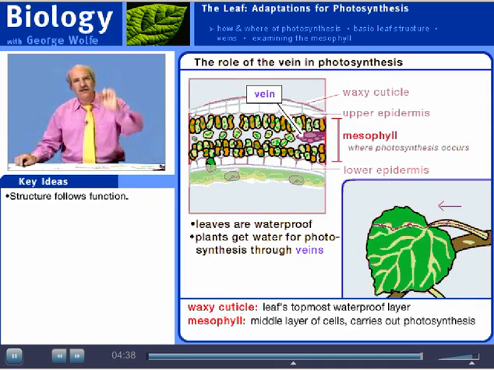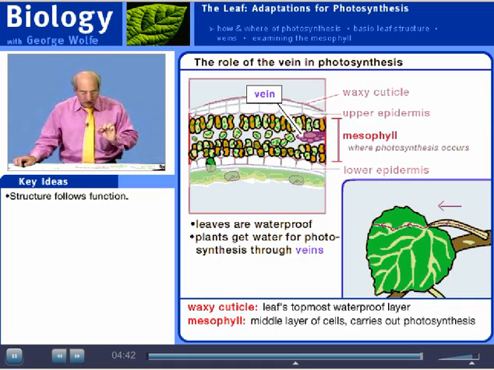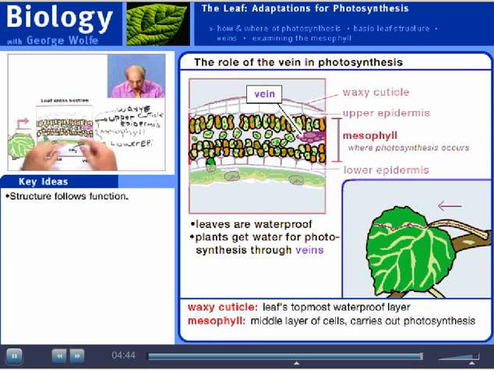So then, how does a plant get water? Well, plants get water because it comes up through the veins. Well, if they don't have a pump, how does water get up there? Well, you see, here's the thing. Plants at the base of their leaves do not have a waterproof layer.